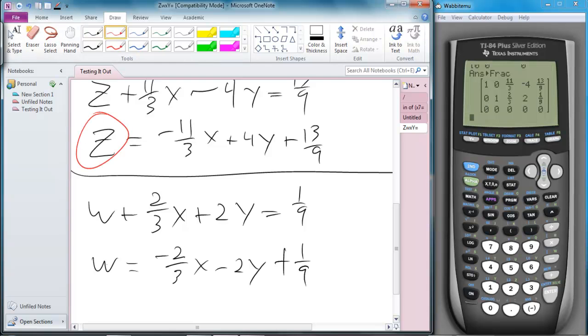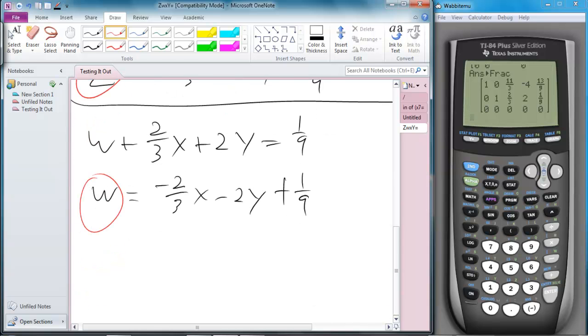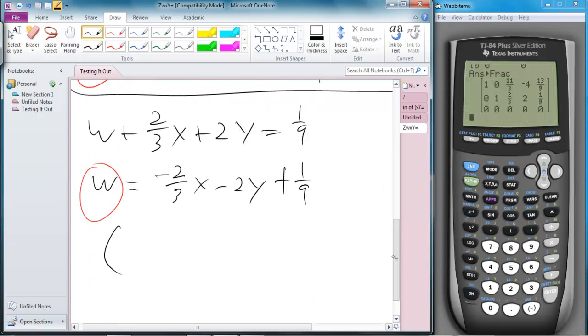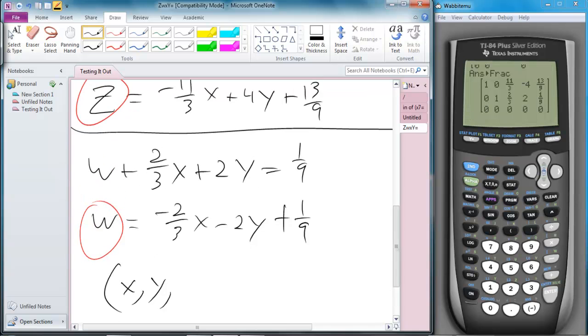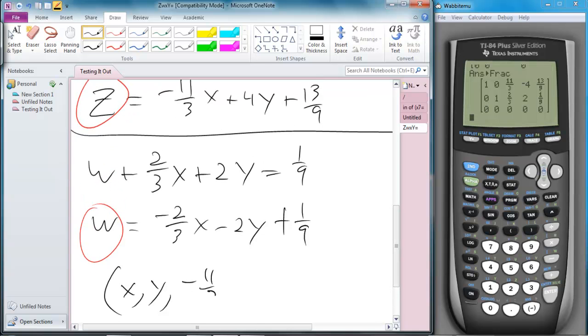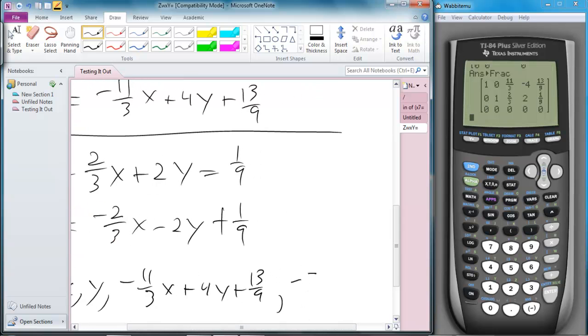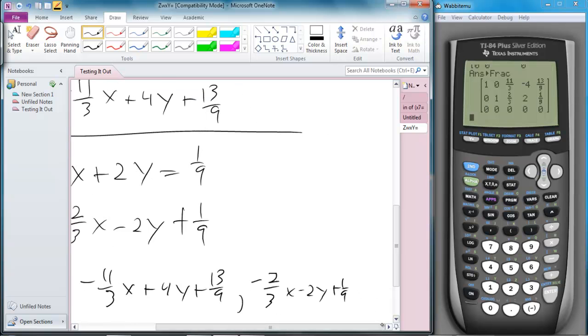I have z in terms of x and y, and w in terms of x and y. So now I'm ready to write my solution. There we go. So my x and y are arbitrary. I can pick them to be whatever I want. Z is -11 thirds x plus 4y plus 13 ninths. And then my w is -2 thirds x minus 2y plus 1/9.